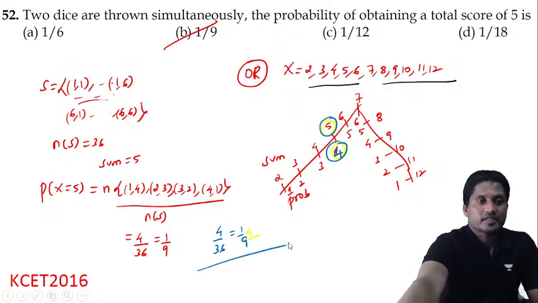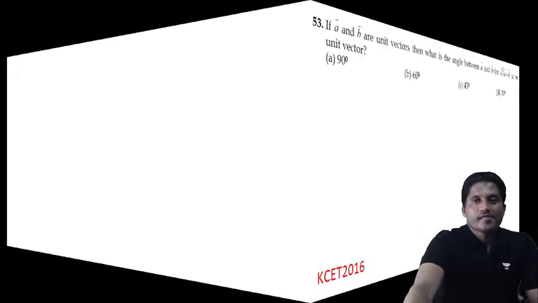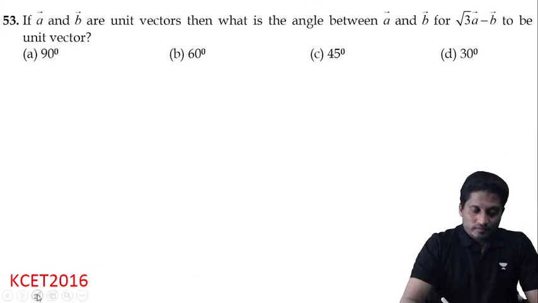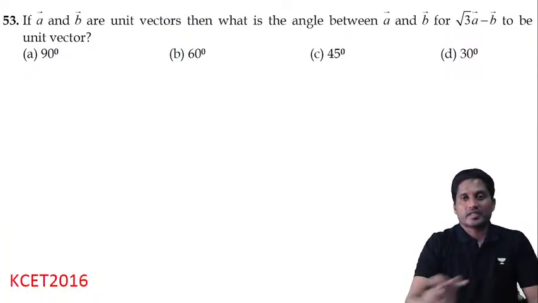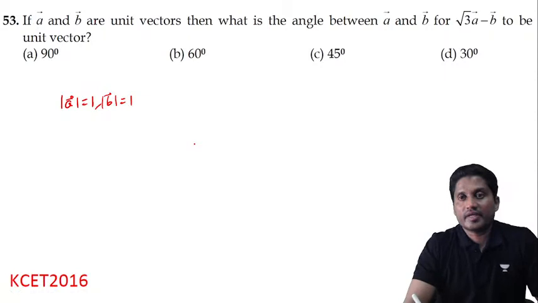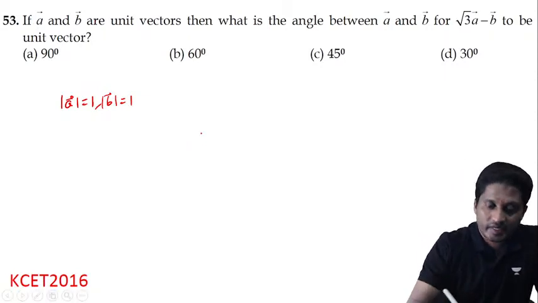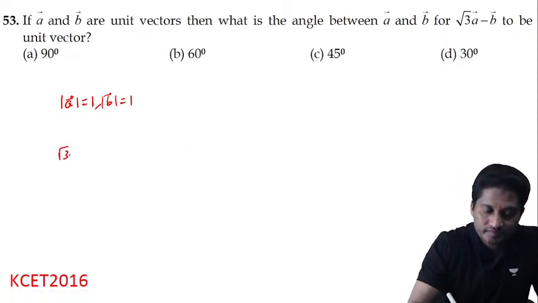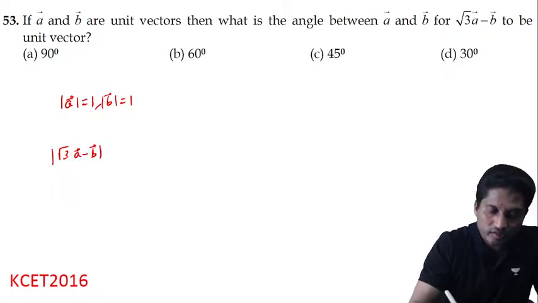Let's move to the next question. A and B are unit vectors, right? So that means modulus of A is 1, modulus of B is 1. Supposed to find the angle between A and B. Root 3A minus B is also a unit vector. That is, modulus is equal to 1.